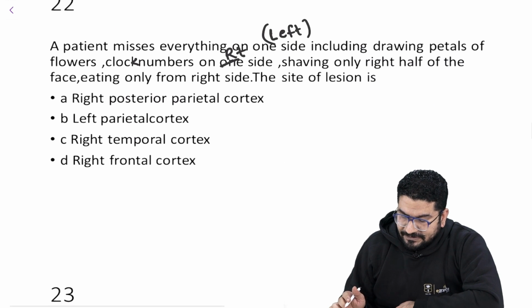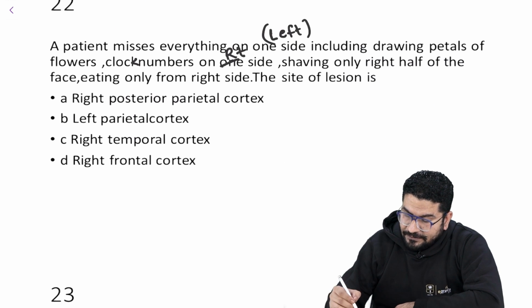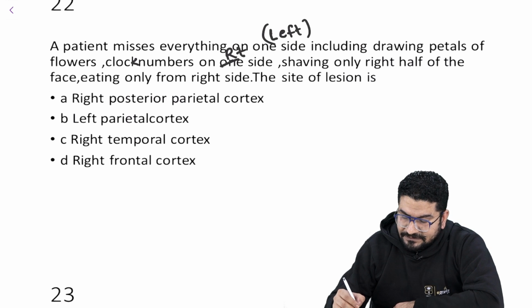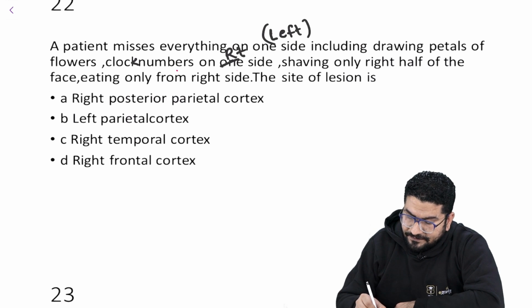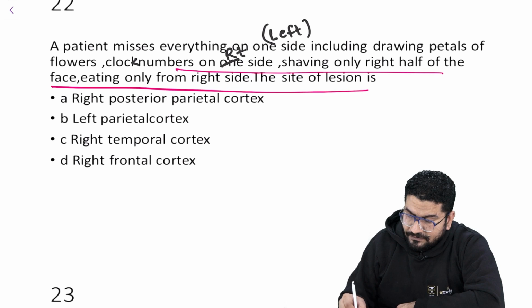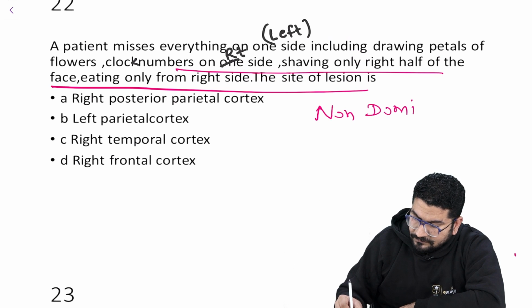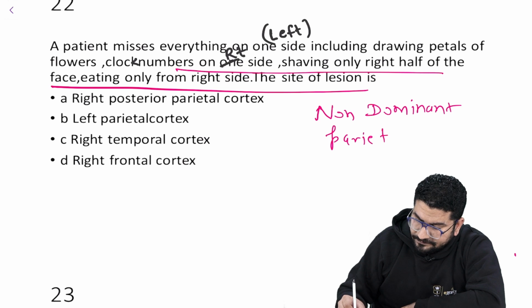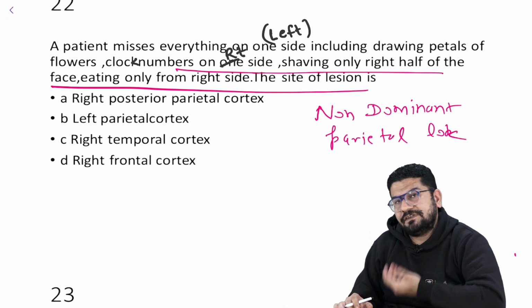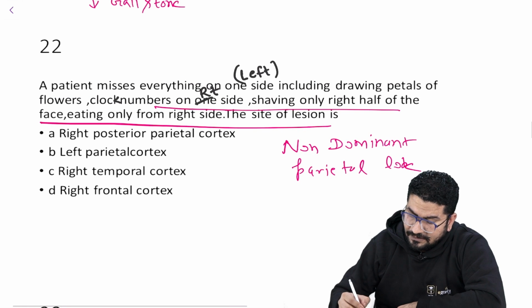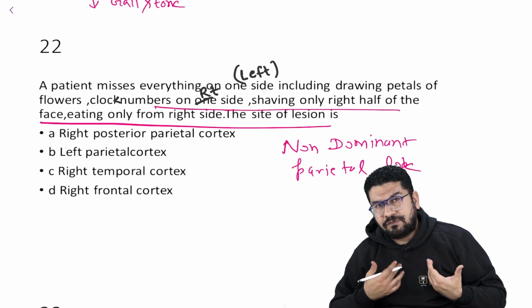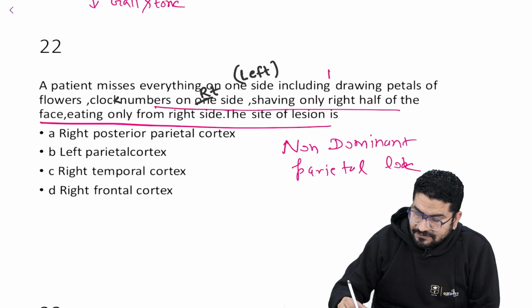A patient misses everything on the left side, including drawing petals of flowers, clock numbers on the right side, and shaving only the right side of the body. So you can see this is a patient having a non-dominant parietal lobe lesion or parietal lobe involvement. When a patient is seeing only one side of the body, he doesn't know that he has the other half of the body. This is a feature they are giving you as a hint.